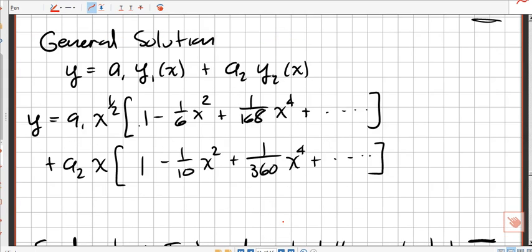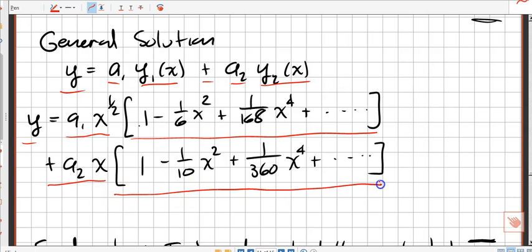Okay, and then our general solution. We always express the general solution as y equals some constant times y sub 1 plus some constant times y sub 2. So we get our general solution. Y is going to equal a sub 1 times x to the 1/2 times our y sub 1 plus a sub 2 times x to the 1st times our y sub 2. So that's our general solution.